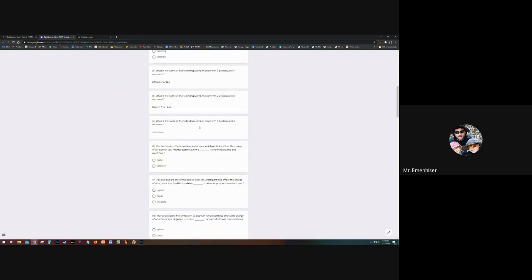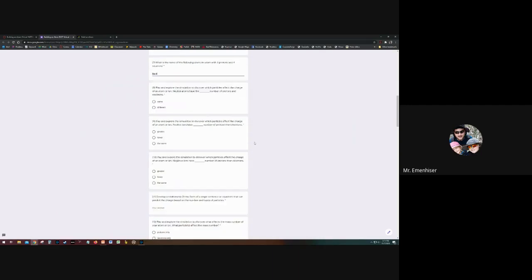What is the name of the following atom? An atom with 4 protons and 4 neutrons. Okay, element number 4 is beryllium. And if it's got 4 protons and 4 neutrons, you add those up, and that'll give you your mass number. So that's 8. Beryllium-8.